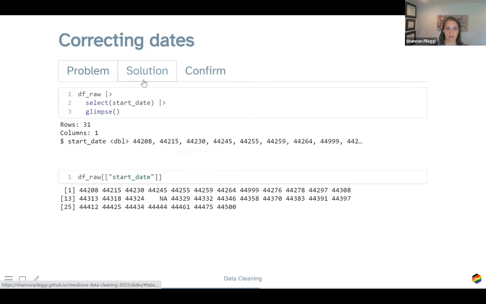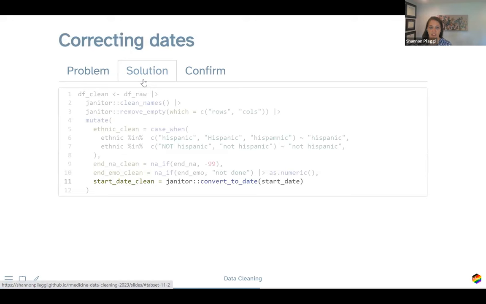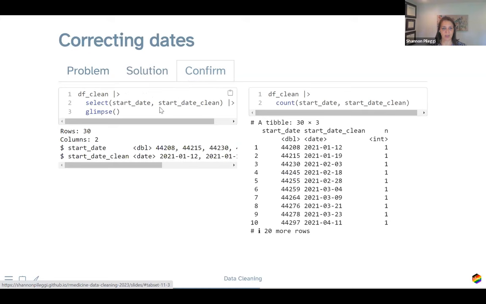And then, so let's look at our solution. There is a very handy function in the janitor package to handle these date conversions, specifically for going from Excel numeric representations to actual proper date variables. So we're going to create a new variable called startDateClean. And then convert it to a date using the janitor convert to date function. And so when we confirm that, if we look at our start date and start date clean, you can see that this 44,208 is converted to 2021 January 12th.